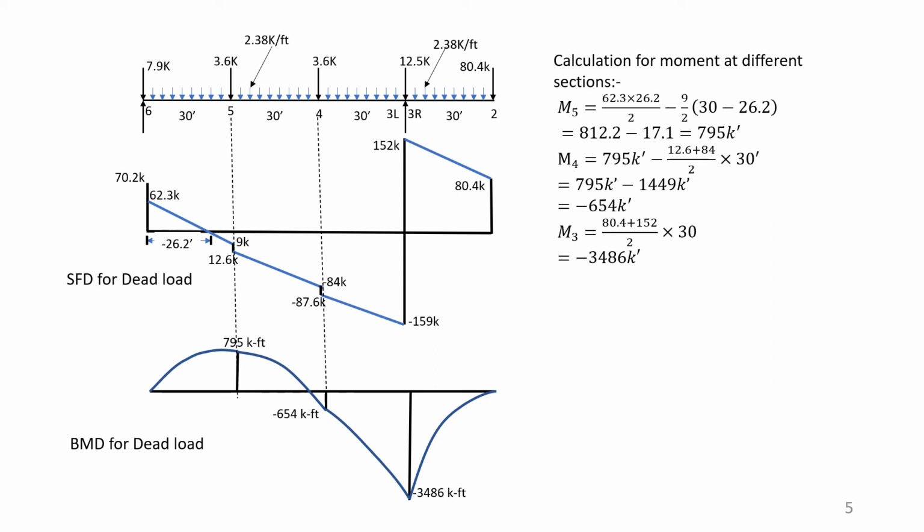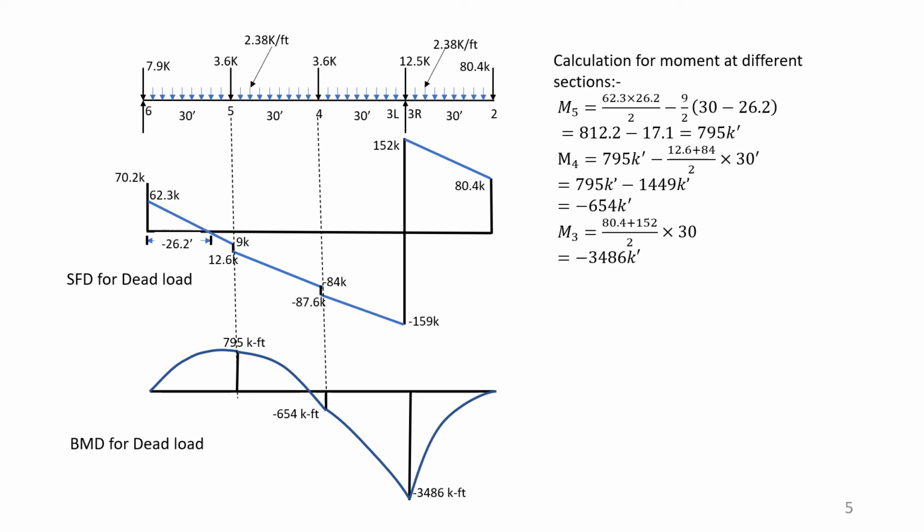And with this 26.2, if we deduct this 26.2 from 30, that gives us 3 point something, and if we multiply that by 2.38, then it gives us a value of 9, and there is a concentrated load of 3.6. Adding this 3.6 gives us 12.6 as the shear at that point. And with this, if we go on adding 2.38 into 30, that gives us 84 at a point, and there also is a concentrated load 3.6, 84 plus 3.6 is 87.6, and the other side is calculated from the right side of this beam.